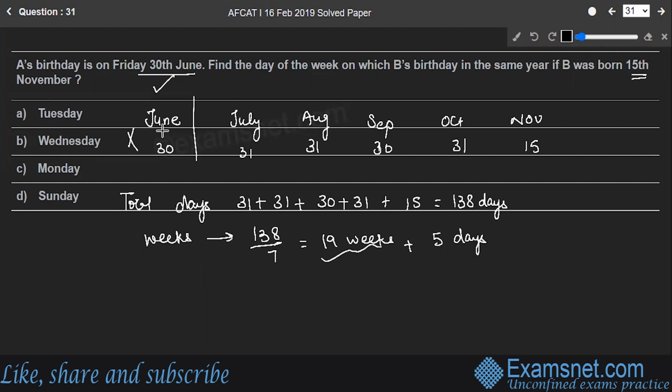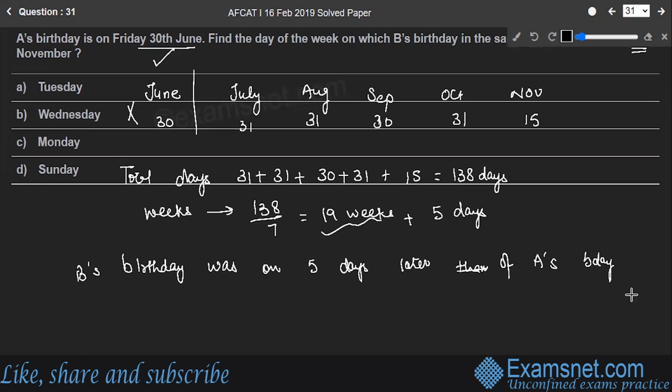So I will ignore the weeks, right? Because if I'm looking at the week cycle, after exactly 19 weeks from 30 June, there will be Friday only. Hence, B's birthday was 5 days later than A's birthday, if I'm ignoring the weeks in between, right? B's birthday was on 5 days later than A's birthday.